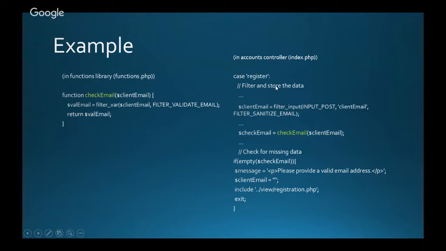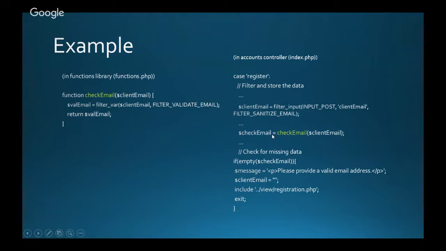Over here is where we actually call the function in our index PHP file in the accounts folder or the accounts controller. And this is my register case, and I haven't listed all of it here. I've left some parts out, but I've shown you where we use that. In this case, the client email is sanitized and filtered for getting anything improper out that isn't part of an authentic email address.